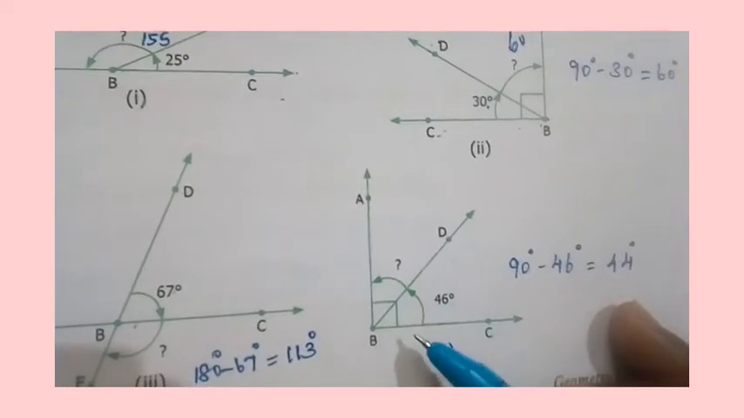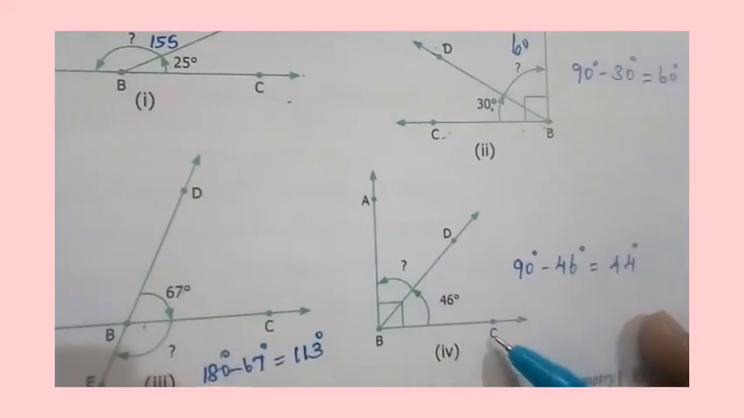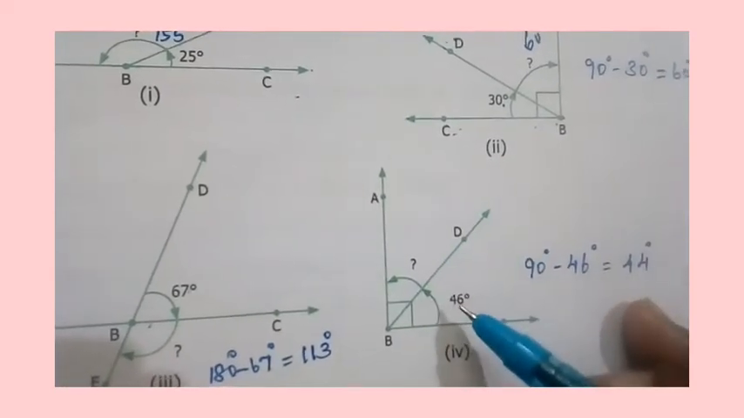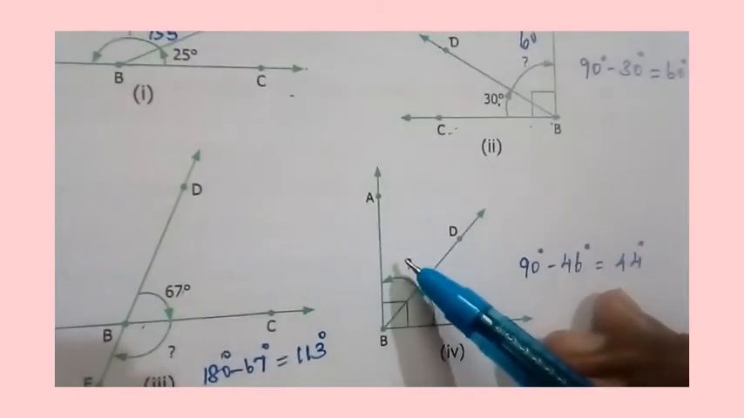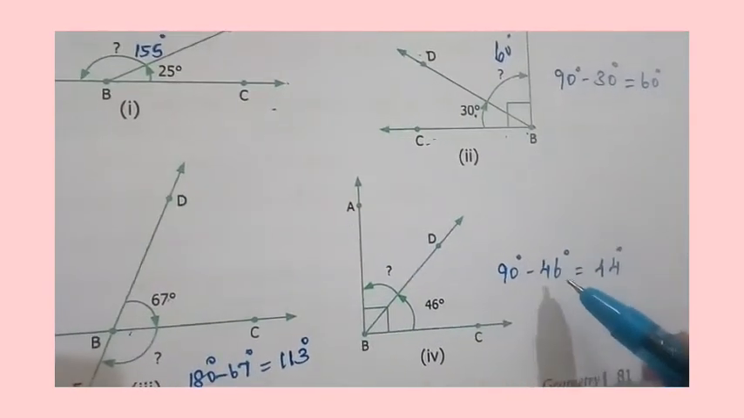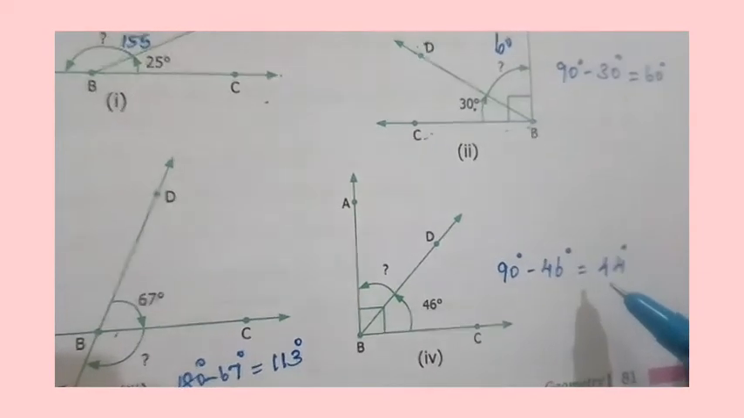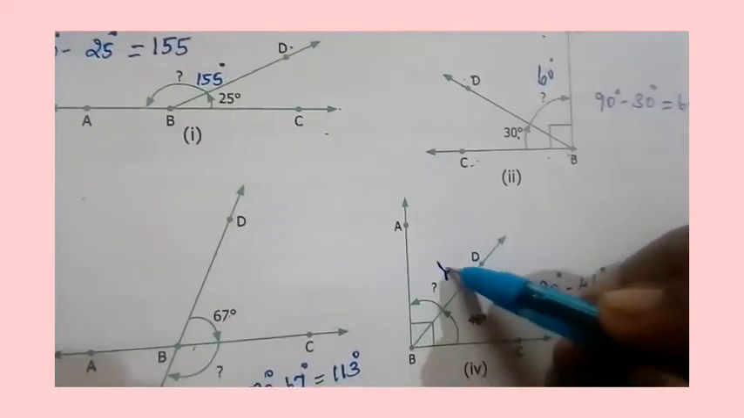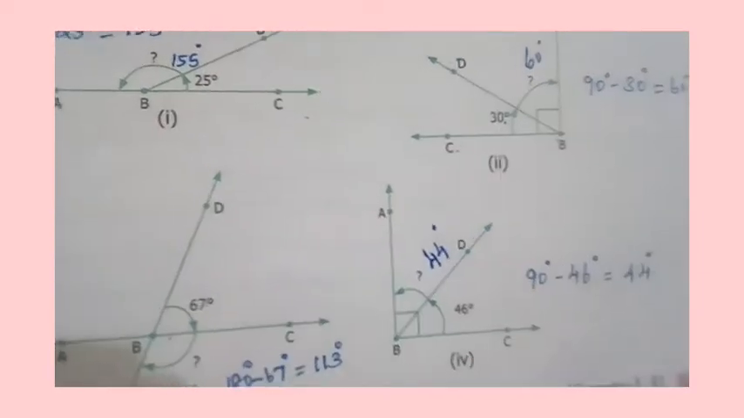The next one is like the second problem. The full angle is 90 degrees. Angle CBD is equal to 46 degrees. We want to find this angle. So 90 degrees minus 46 degrees equals 44 degrees. So this is 44 degrees.